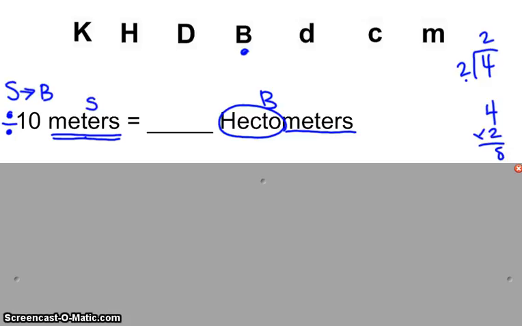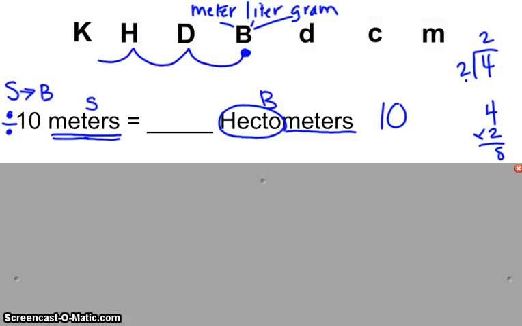So when I go small to big, I'm dividing, I know that the original number, 10, will become smaller. So I put my 10 down, and I say, okay, from meters to hectometers. Here's my base unit. This is going to be, again, meter, liter, or gram. I am traveling to hectograms. So I'm going 1, 2, 3.